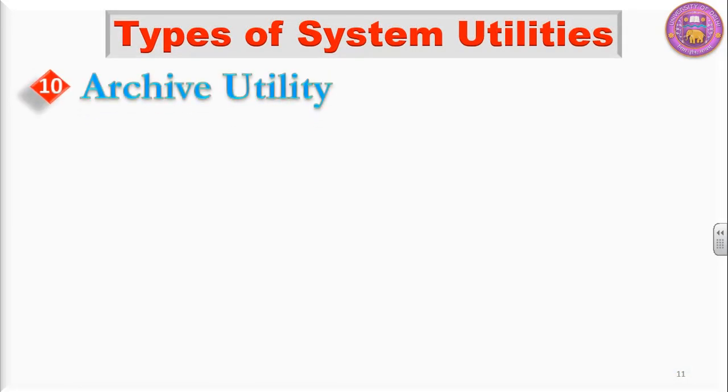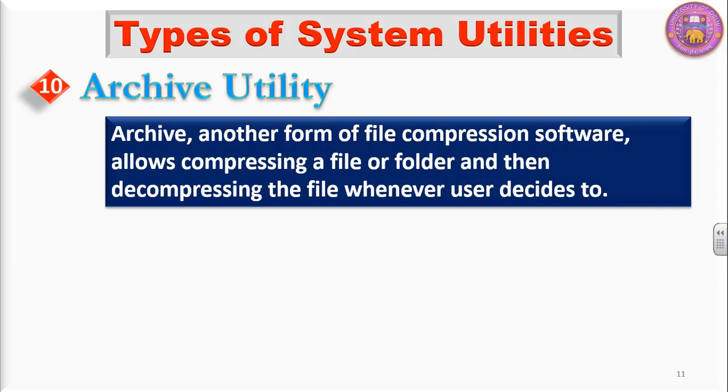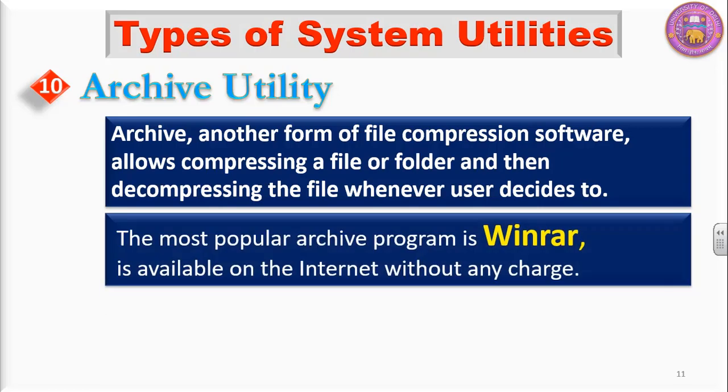Archive utility. Archive is another form of file compression software. It allows compressing a file or folder and then decompressing the file whenever the user decides to do that. The most popular archive program is WinRAR. It is available on the internet without any charge.